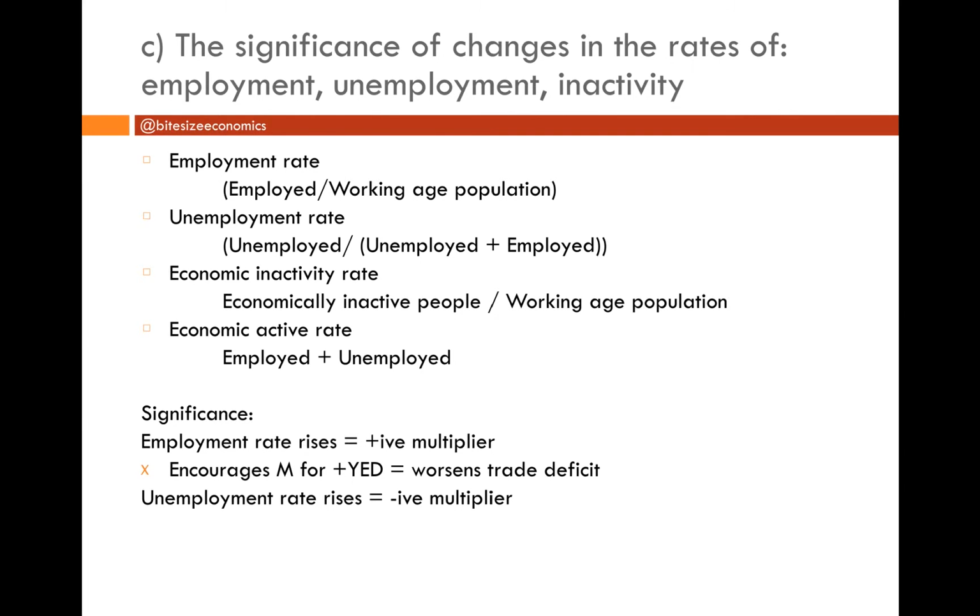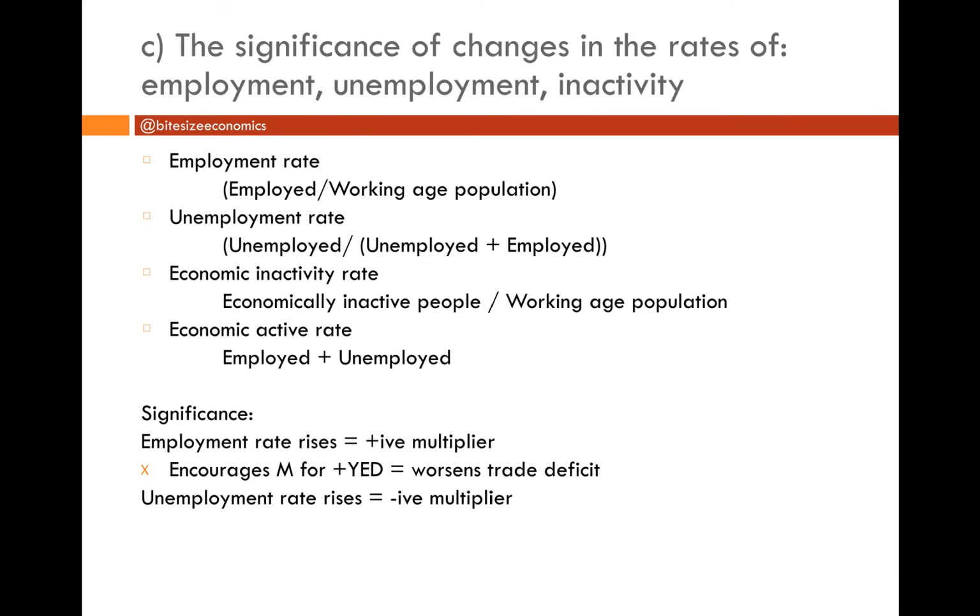So for example, the employment rate is just the number of people employed divided by the number of people who are able to be employed, so the working age population. And then obviously the unemployment rate is just the unemployed divided by the unemployed plus employed. The economic inactivity rate is economically inactive people divided by the working age population. So that's people who are economically inactive divided by everyone who is able to work.